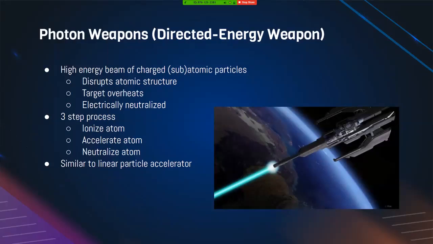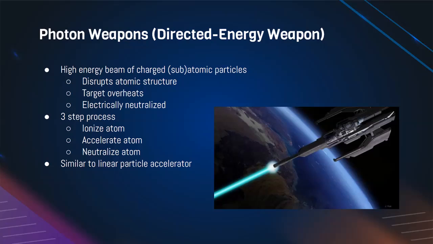So in that clip, the Resistance destroyed the Death Star using a photon weapon. A photon weapon is a high energy beam of charged subatomic particles, and they destroyed the Death Star by one of three methods, or a combination of all: by disrupting the atomic structure of the center of the Death Star, by overheating the center, and or by electrically neutralizing the center.